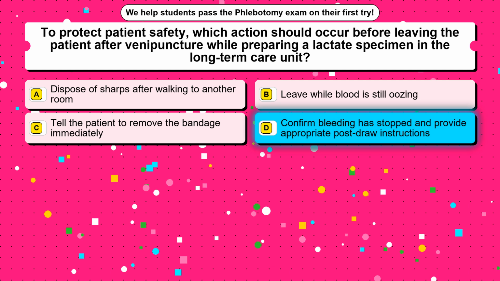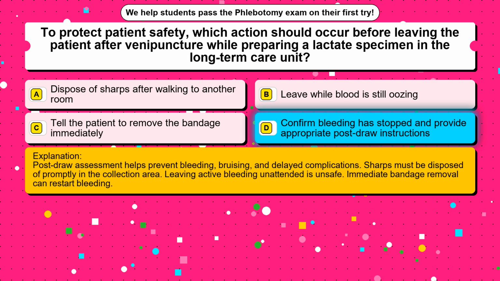The correct answer is option D. Confirm bleeding has stopped and provide appropriate post-draw instructions. Post-draw assessment helps prevent bleeding, bruising, and delayed complications. Sharps must be disposed of promptly in the collection area. Leaving active bleeding unattended is unsafe. Immediate bandage removal can restart bleeding.